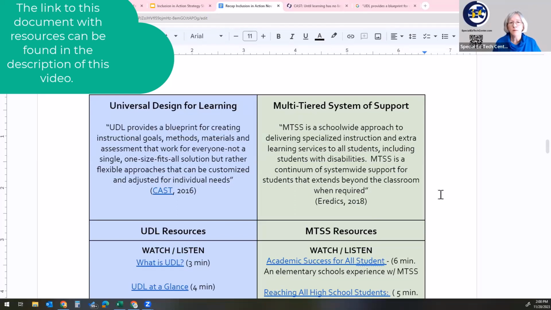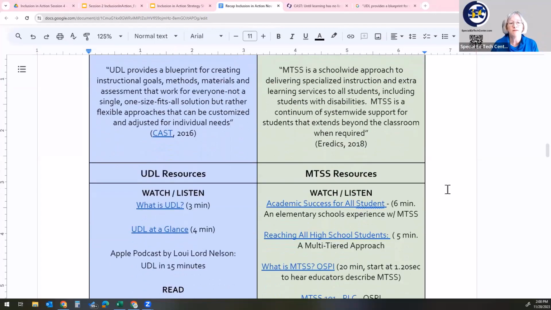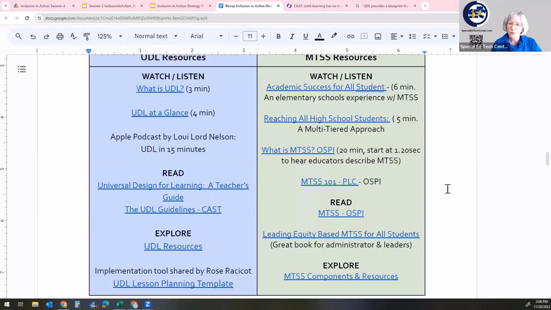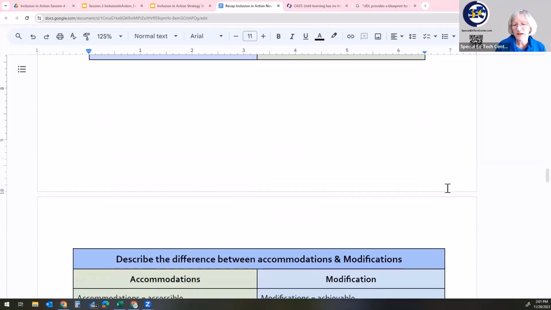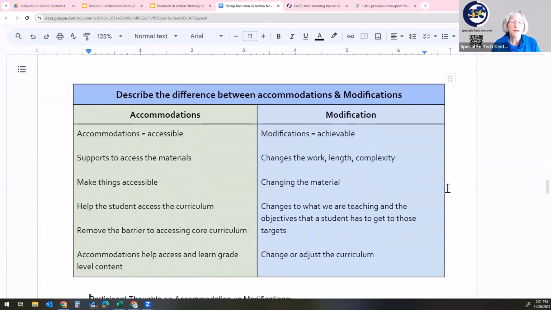MTSS is a continuum of system-wide support for students that extends beyond the classroom when required. We gave you some resources here, and again, we're remembering that we're presuming competence for all students, and these benefit all students. So we'll let you explore those resources as you have time. But what we then specifically talked about in this chapter were what are accommodations, what are modifications, and what is the difference. Rose is going to talk a little about that.